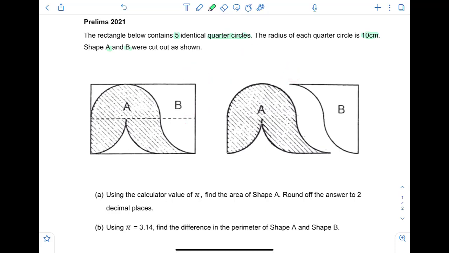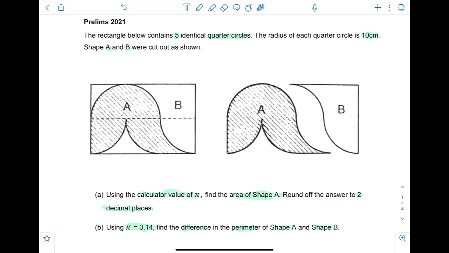Part A, using the calculator value of pi, find the area of shape A, round off the answer to 2 decimal places. Part B, using pi as 3.14, find the difference in perimeter of shape A and shape B.